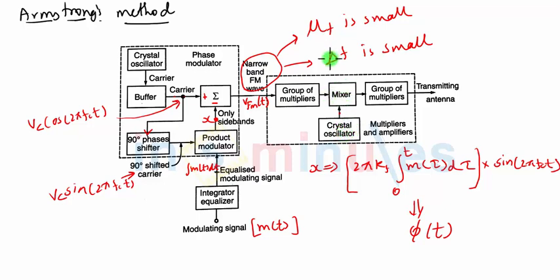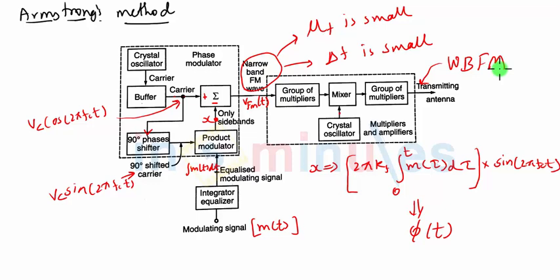So when it passes through mixer, delta f will not change. If you remember, delta f remains same because every frequency gets incremented by the same amount. And if delta f remains same, mu f also remains same. So basically what we change when the signal passes through mixer is the carrier frequency. We again pass through multiplier to further increase mu f and delta f, and finally what I get is my wide band FM.